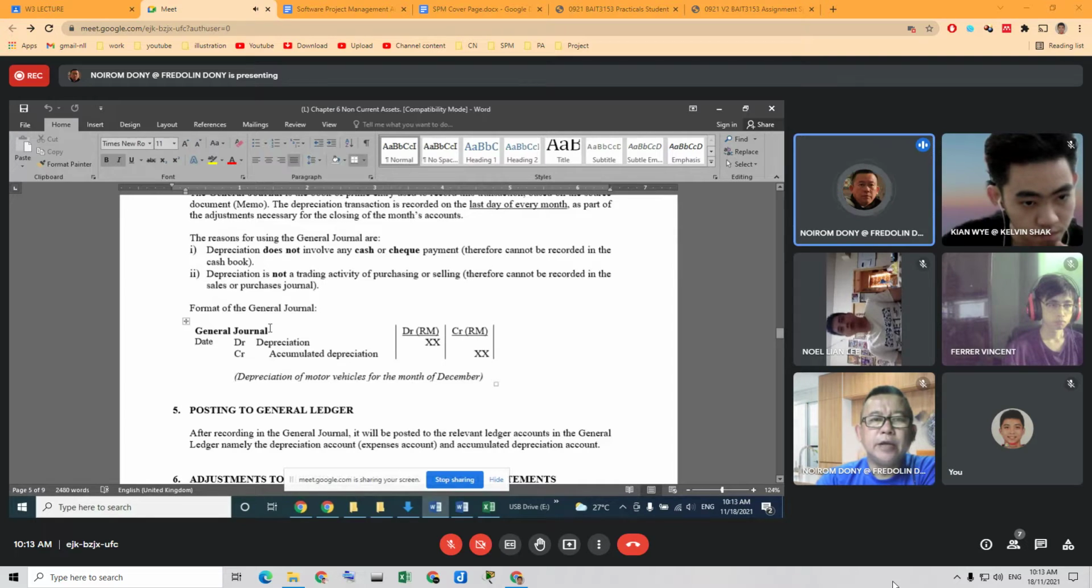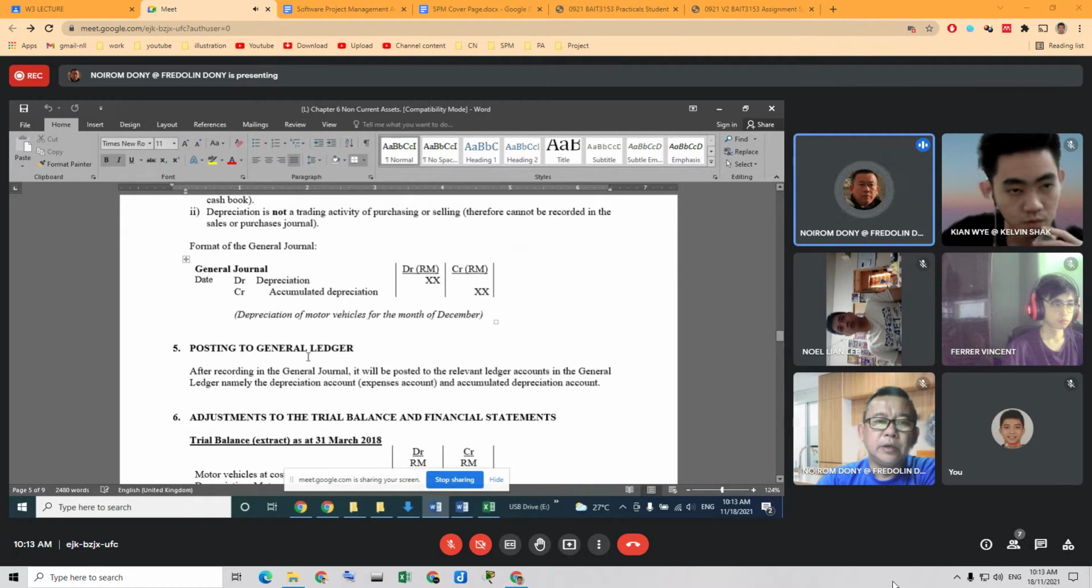And then after the prime entry, the next thing is you need to post to the general ledger. So this prime entry will be your point of reference. After recording the general journal, it will be posted to the relevant ledger accounts in the general ledger, namely the depreciation account, which is an expense account, and the accumulated depreciation account.